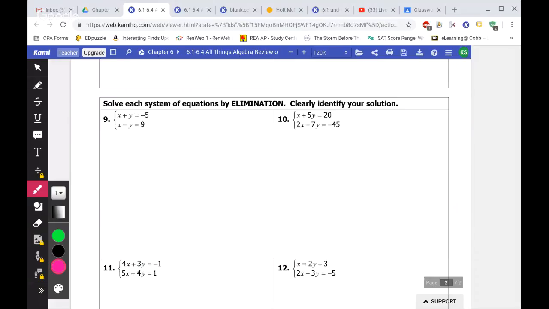So which one would you pick if you were doing this? Ellis, which one would you pick? Would you pick the x? Either one. It's fine. If you picked the x, then you're going to subtract. If you picked the y, you would add. That's the only difference. If the signs are the same, you subtract one equation from the other. If the signs are opposite of each other, you add them. So either one is fine to pick.